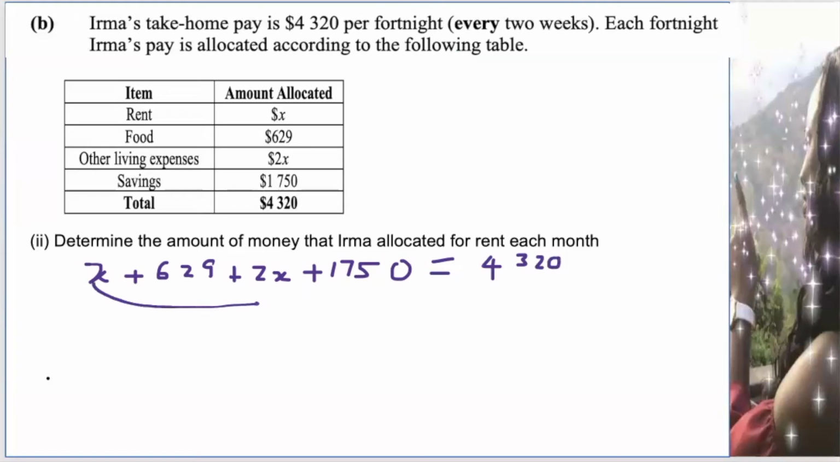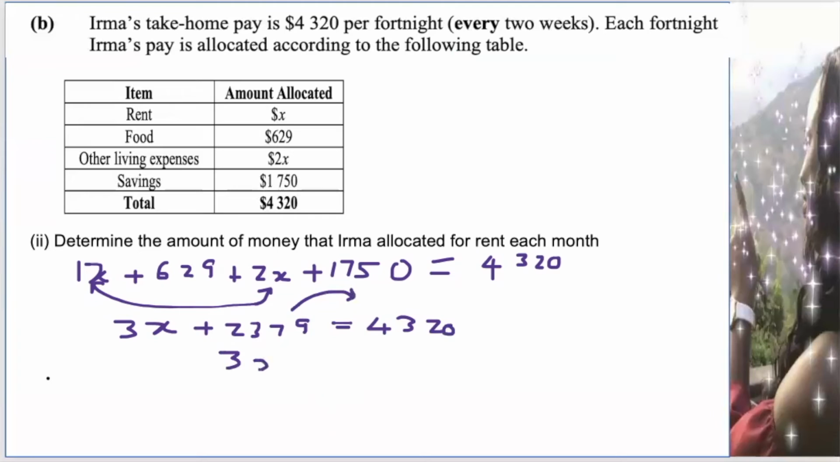Now I can add the X plus the 2X, they're like terms. That will give me 3X. Because remember, X is like a 1X. So you add the 1 plus the 2 to get 3, then rewrite the X. Adding 629 plus 1,750, that will give me $2,379. That gives me 4,320. Carry this over the equal sign.